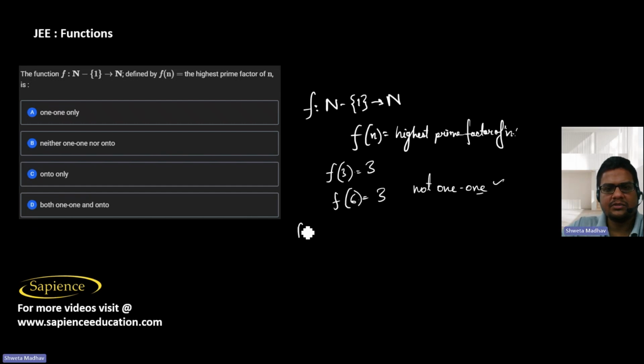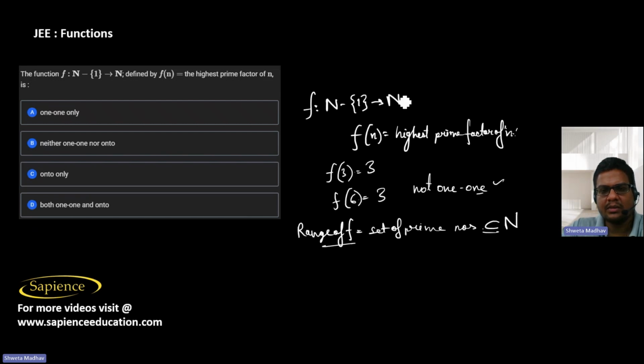Now the range of the function f will be only the set of prime numbers, which is obviously a subset of the set of natural numbers. So the range of f is a subset of the codomain.